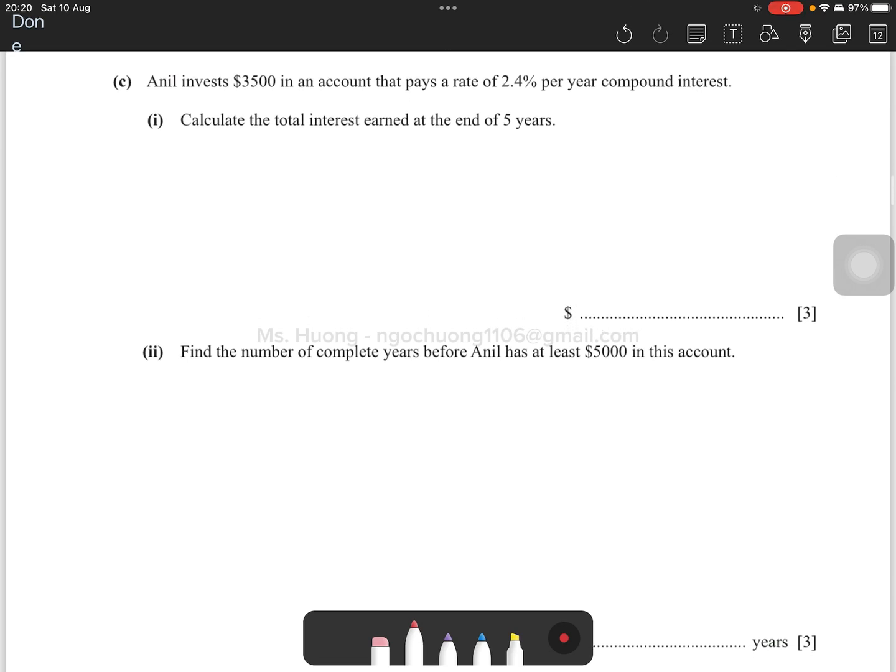Question C. Anu invests $3,500. This is P, the amount that he invests. It pays a rate of 2.4% per year compound interest. This is the interest rate. Calculate the total interest earned at the end of 5 years, which means we want to find the value of I, and the time is 5 years.